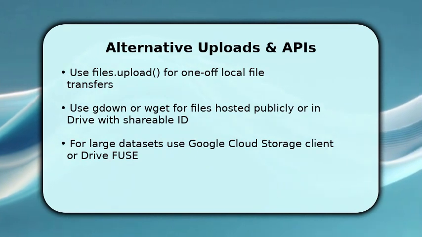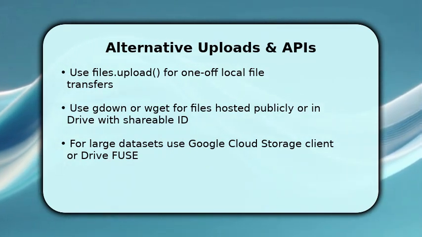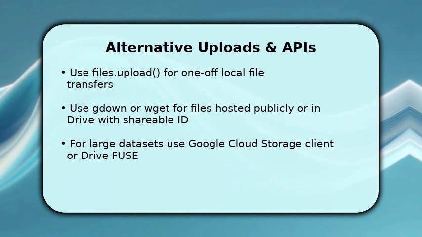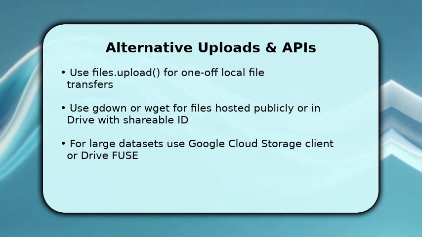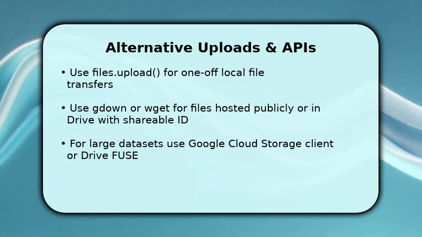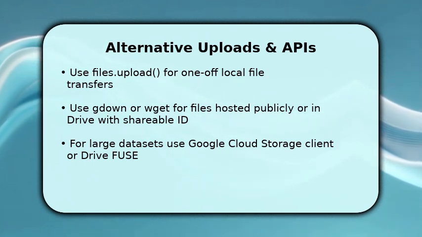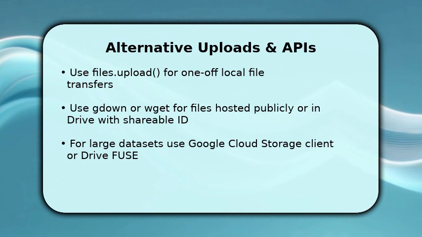For quick one-off files, use from google.colab import files, upload, and select local files. For files already shared online, use wget or gdown with the file ID. This avoids manual downloads and preserves links.